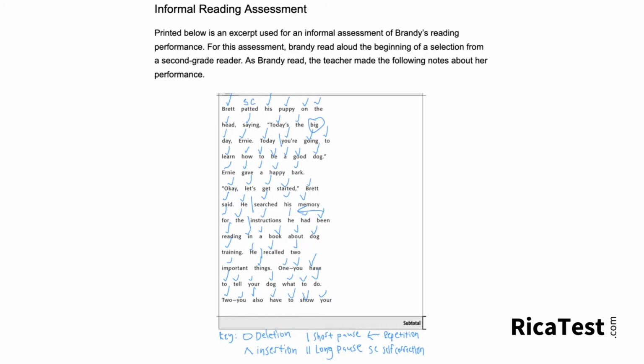So I see that she made a self correction up top, and then I see that she didn't say the word big, so she deleted that. And then I see a few little pauses marked with just a line down, like searched, instructions, recall. Of those words, I'm trying to look for other ones, but those words are multisyllabic words, so that's something.